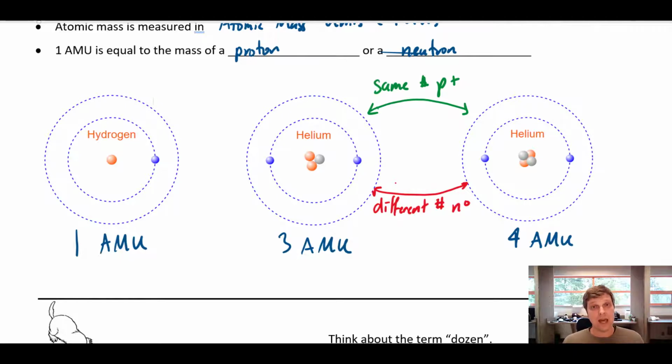And so because of that, they have a different mass. They're still going to react really similarly, because they're still both helium, but they weigh slightly different amounts. And the term we have for that is isotopes. So two atoms of the same element that actually have different masses, we just call those isotopes.